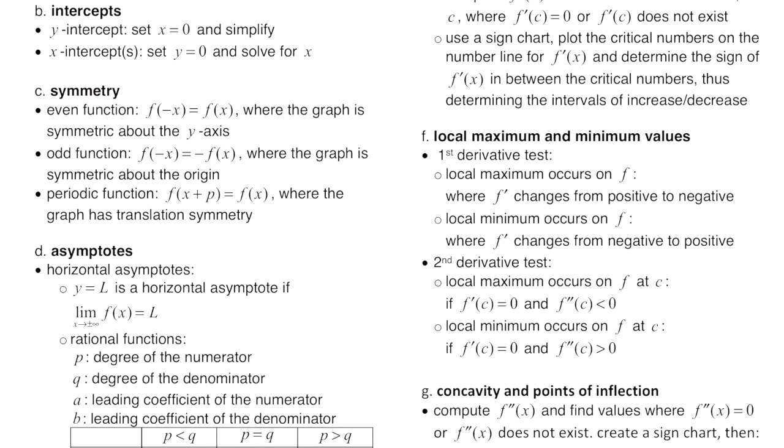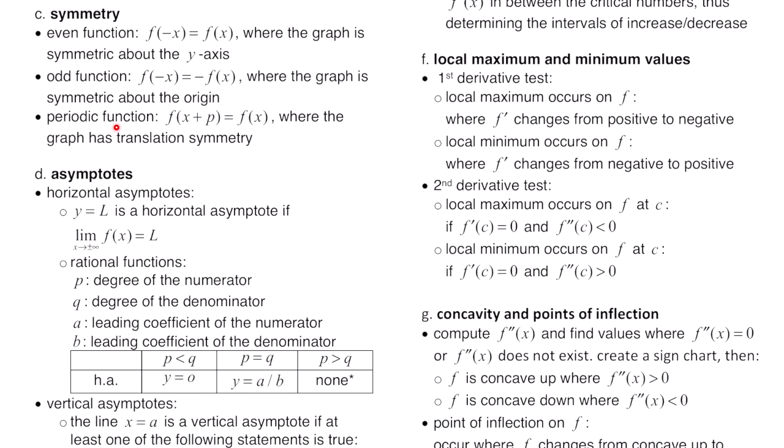To check for symmetry, we can do f of negative x and simplify it, and if we get out the original function, that means the graph is an even function and the graph has symmetry across the y-axis. If you plug in negative x for f and you simplify it and you get negative f of x, so it's the exact opposite of the original function, then the graph is an odd function and you have symmetry about the origin. And then finally, the function may be periodic.